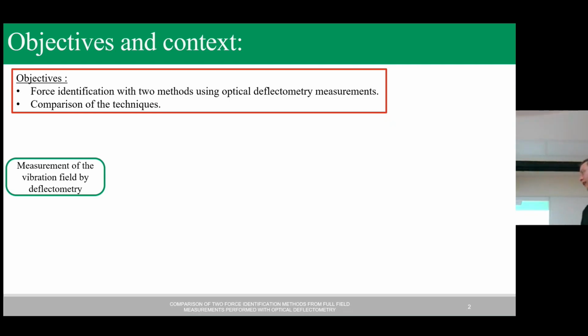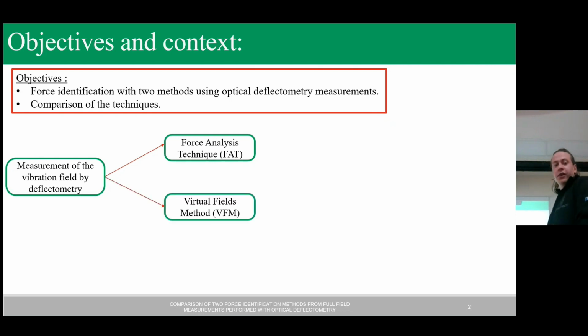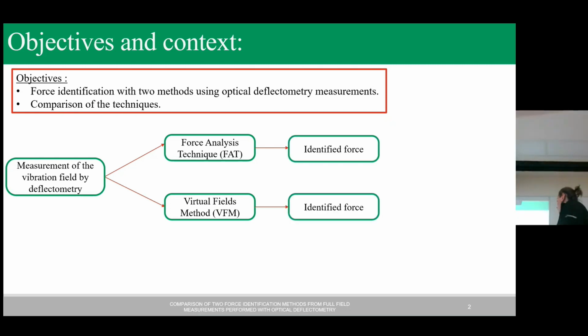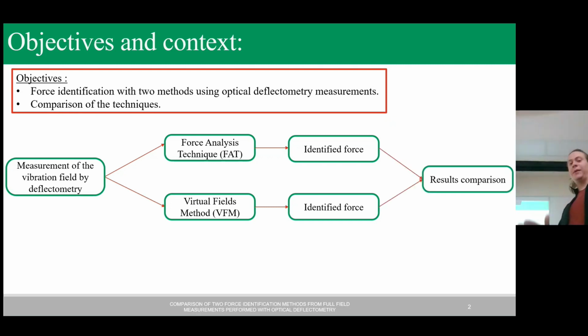So, to give you some context, measurements of the vibration field are made with optical deflectometry, and we inject those measurements in two techniques. The first one is the force analysis technique, or FAT, and the second one is the virtual field method, or VFM. With both methods, we get an identified force, which should correspond to the one that we inject, and we can compare the results that we get with both methods. So that's what we are going to do during this presentation.